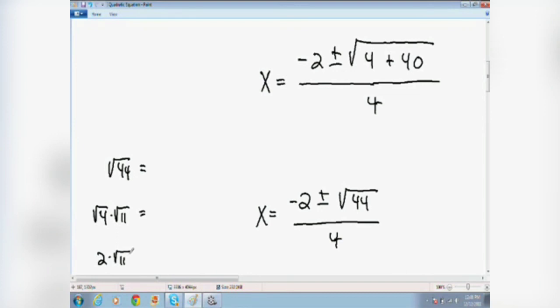Okay, and if you don't know how to simplify square roots, I do have a video about simplifying square roots that I highly suggest you watch. I don't want to spend too much time talking about that because I'm trying to teach the quadratic formula. But yeah, the square root of 44 can be simplified to 2 times the square root of 11. So you always want to try and simplify as much as possible.